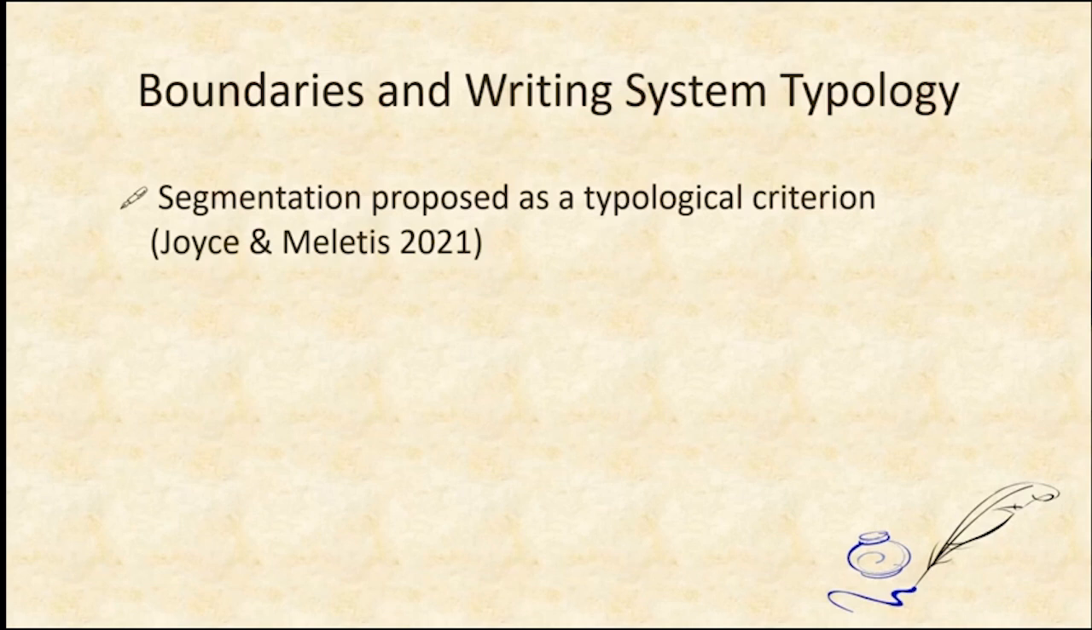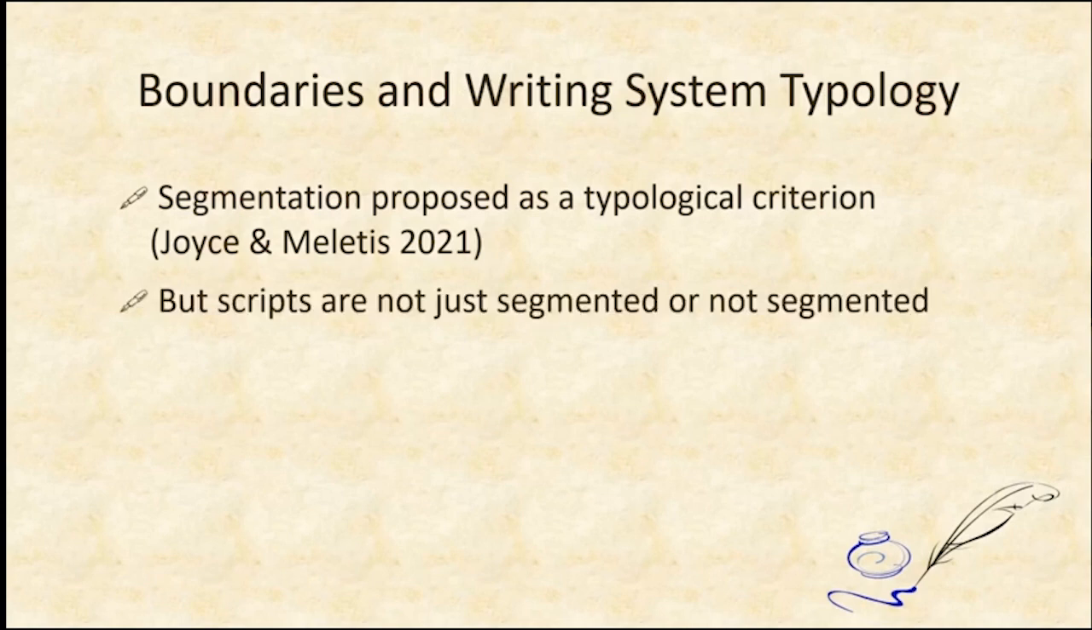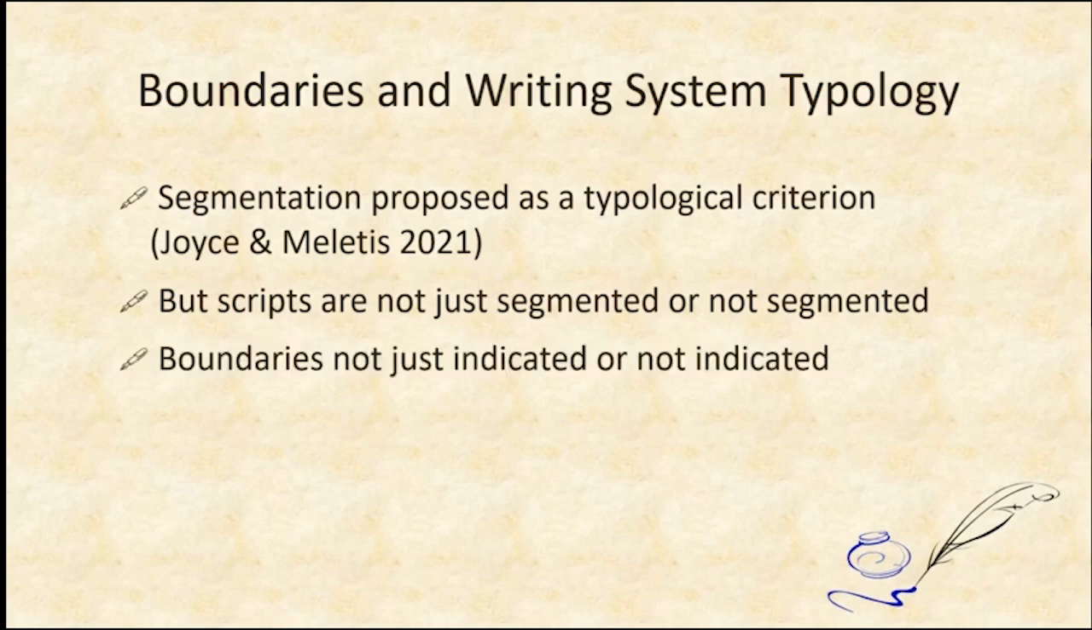So segmentation of the kinds we've just seen has been proposed as a typological criterion for writing systems. But I hope the little whirlwind tour I just took you on demonstrates that scripts are not just segmented or not segmented, and their boundaries are not just indicated or not indicated. There's in fact a typological richness here that I encourage us to explore further.